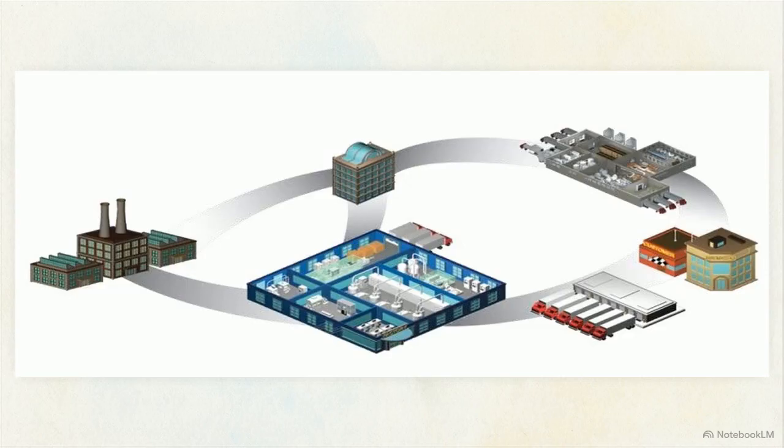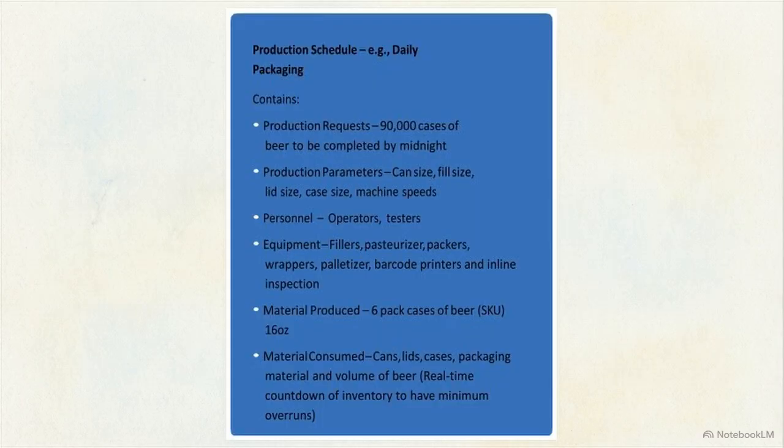Step 3 is testing that continuous data loop. You will initiate a test batch to verify that the ERP and MES are successfully trading data without any human translation. The first test verifies the download. The ERP sends a production schedule down to the MES. Check the specifics of this schedule to ensure accuracy. Here, we verify that the MES received the exact production request for 90,000 cases of the product.